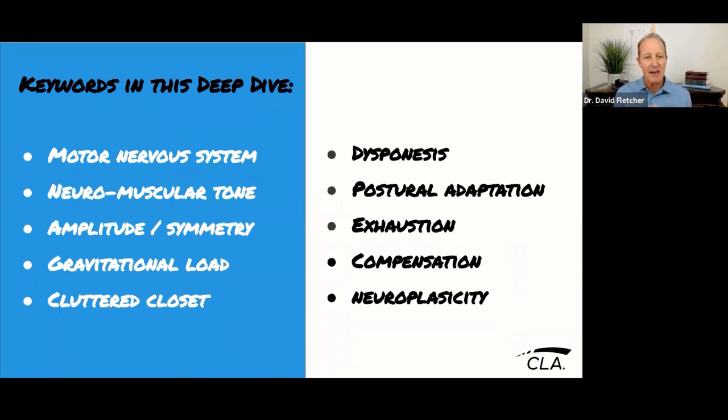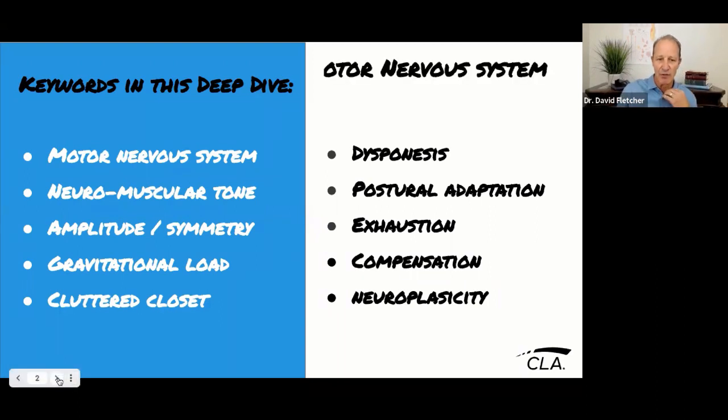We understand gravitational load now as it relates to EMG, and we'll start talking about the compensatory effects that happen with that. We'll talk about a phenomenon that, as an interpretation of the EMG, you'll start to get very excited about. This is what's known as the cluttered closet principle. And finally, we'll talk about neuroplasticity. So good and exciting times for us to move forward.